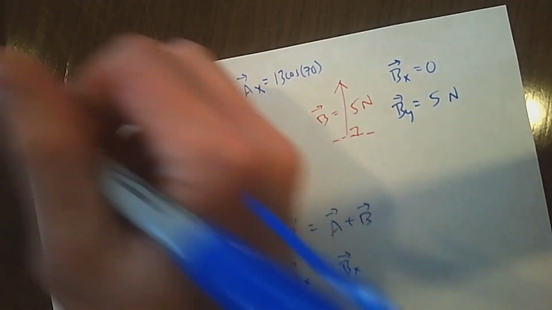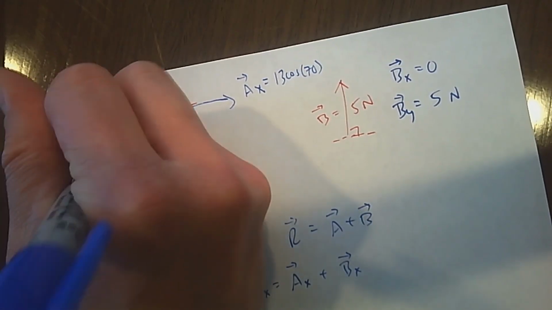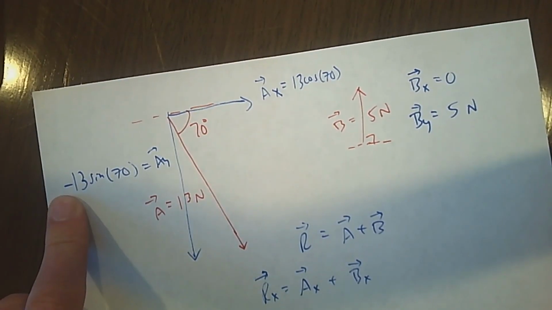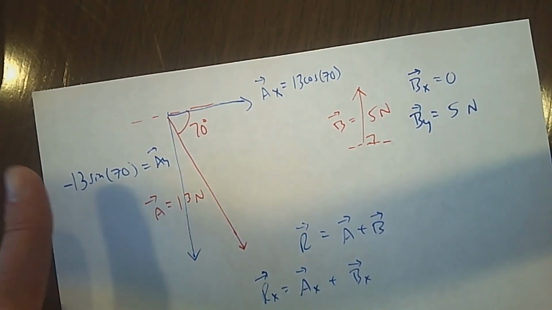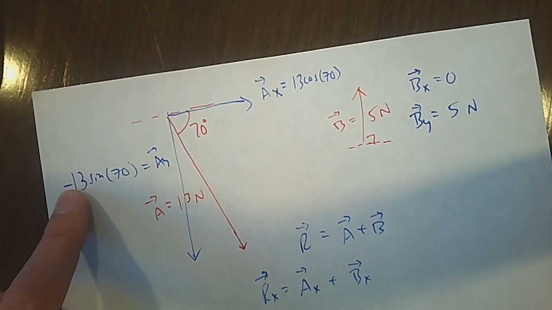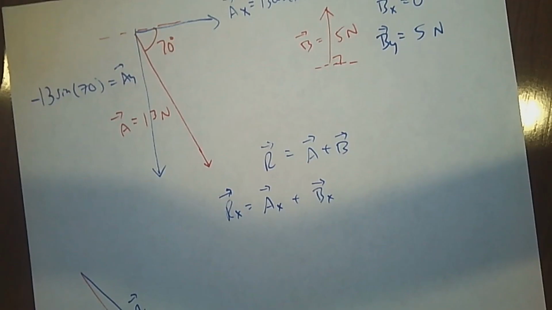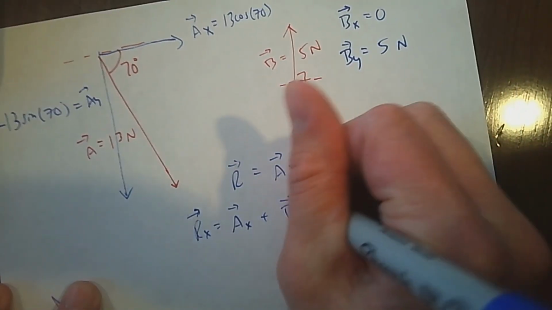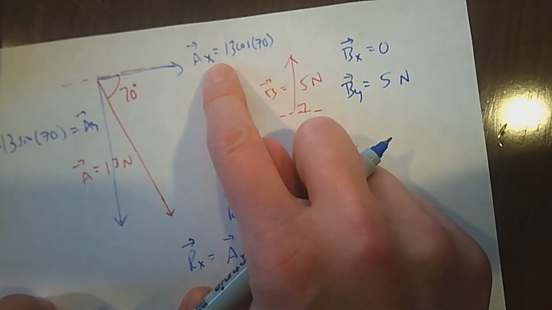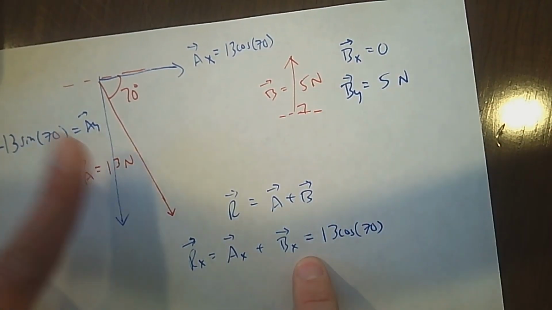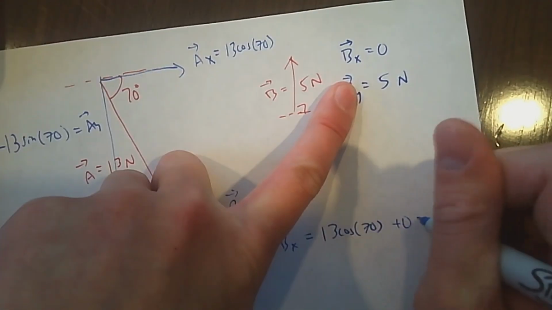Anyways, AY is found by taking 13 sine of 70. And AY points down, so that's a negative. That's an important thing to remember, and it's easy to forget that. Okay, so the x component: AX is 13 cosine 70, and then BX is 0.